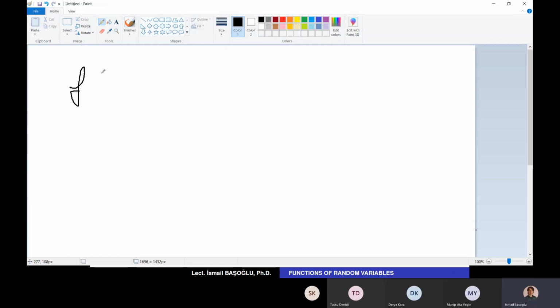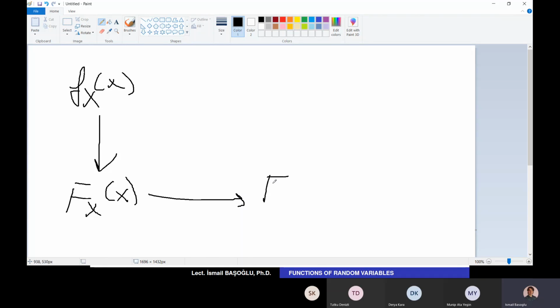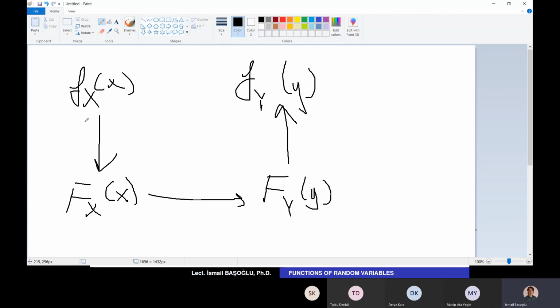First, I have the PDF of x, and from here I am going to determine the CDF of x. From here, I'm going to determine the CDF of y. And from here, I am going to determine the PDF of y. So we are going to have a 4-step procedure here. But remember, in the beginning, I need to determine the possible values of the random variable y. This is the first thing that I need to do.